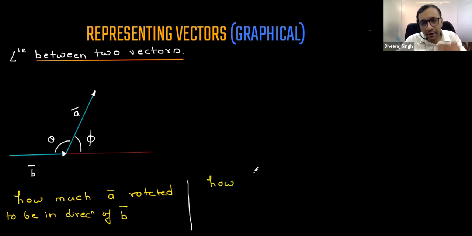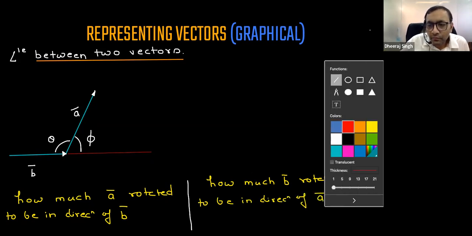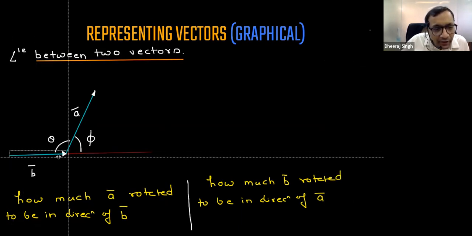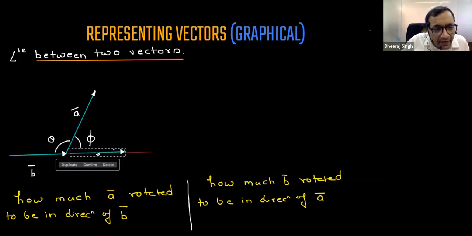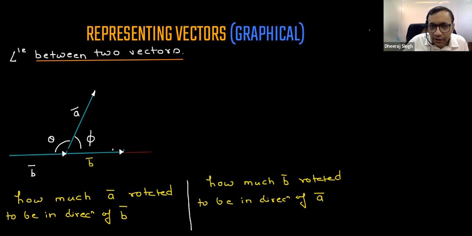Now answer to me, how much, all of you should write with me, okay? When I'm writing, you also should write. How much B to be rotated to be in the direction of A, theta or phi? What I can do is that I can move a vector parallel to itself. So I can move this B like this. It still remains B only. It will not change. So it will be phi only. How much B should be rotated to be in the direction of A?